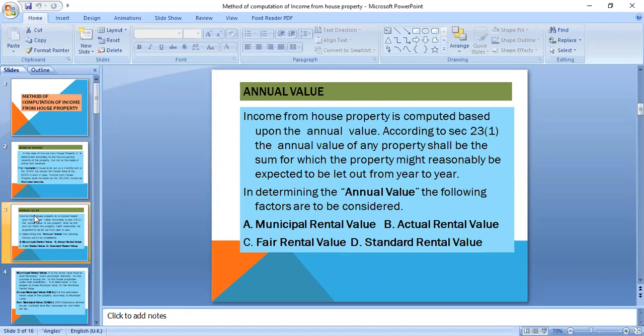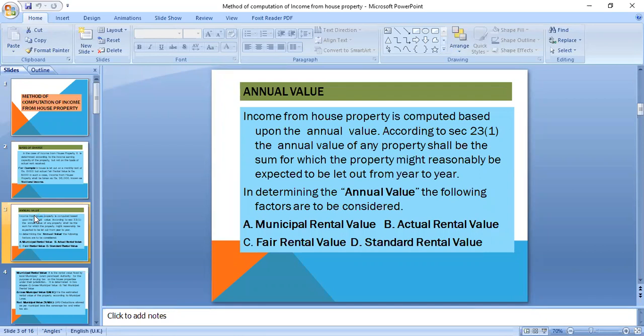Now, one important term that we are going to use while calculating the income from house property is the annual value. Annual, you know it, that is yearly value. According to section 23, subsection 1, the annual value of any property shall be the sum for which the property might reasonably be expected to be let out from year to year. That means by letting out the property, what we can fetch annually is considered the annual value.